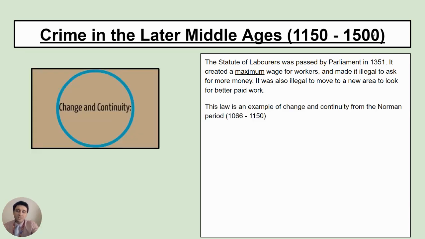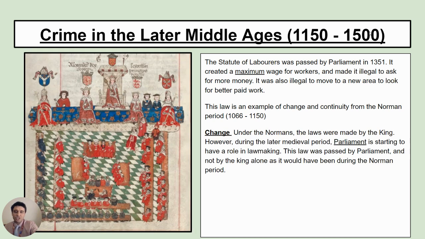So, this law is an example of change and continuity from the Norman period we looked at before, that period of 1066 to 1150. So why is it a change? Well, under the Normans, the laws were made by the king alone. But now we are starting to see Parliament being introduced. Parliament starting to have a say in lawmaking. And this is an example. This law was passed by Parliament and not just by the king, as it would have been during the Norman period.